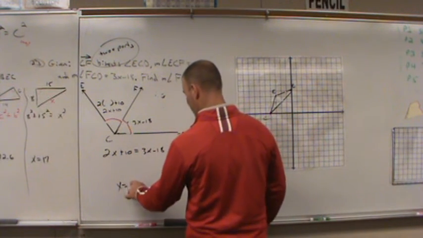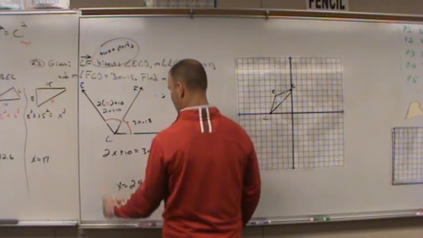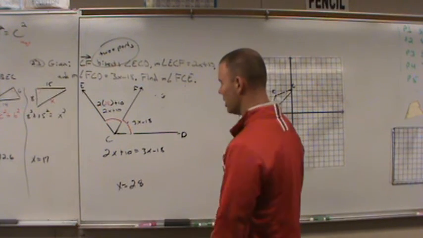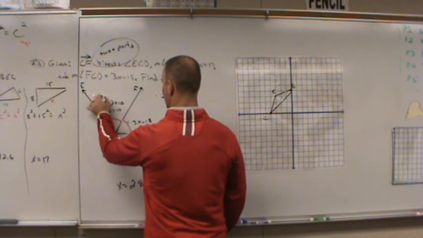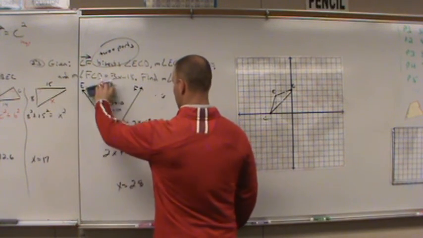If you go through and solve, and again, show your work, you should get x equals 28. Pause, do the work, make sure you get 28. And when you come back up in here, that's going to be 56 plus 10, which is 66 degrees. Not 60, 66.